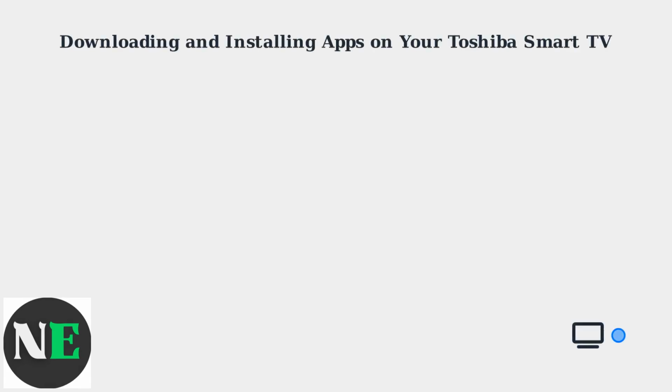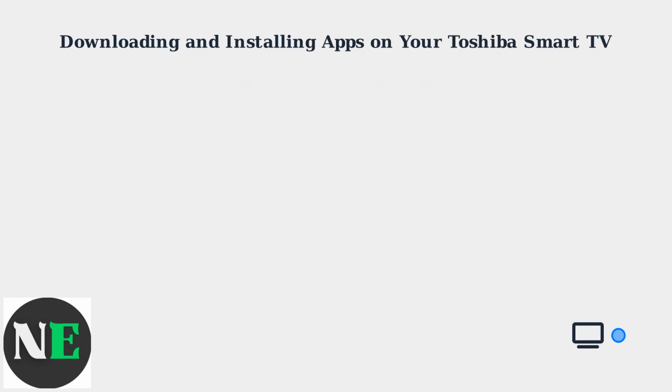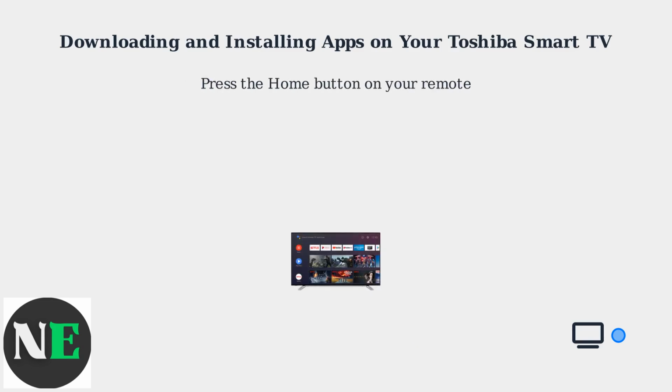Toshiba smart TVs primarily use Roku OS or Android TV. Let's explore how to download and install apps on these systems. To download apps, press the home button on your remote.